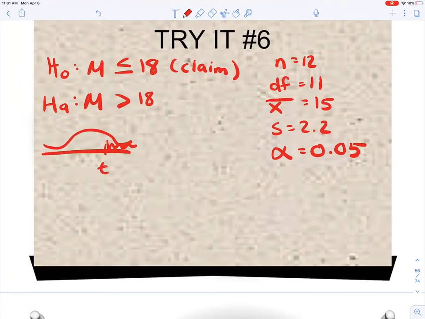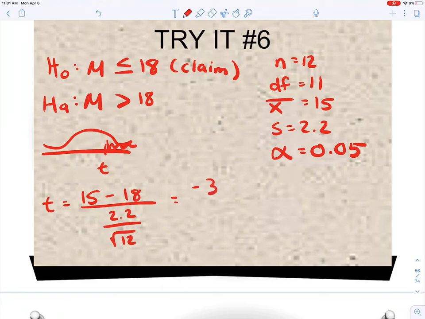So I can plug it into my t equation, x bar minus the mean over the standard deviation over the square root of n. So now I'm just going to be plugging things in here.